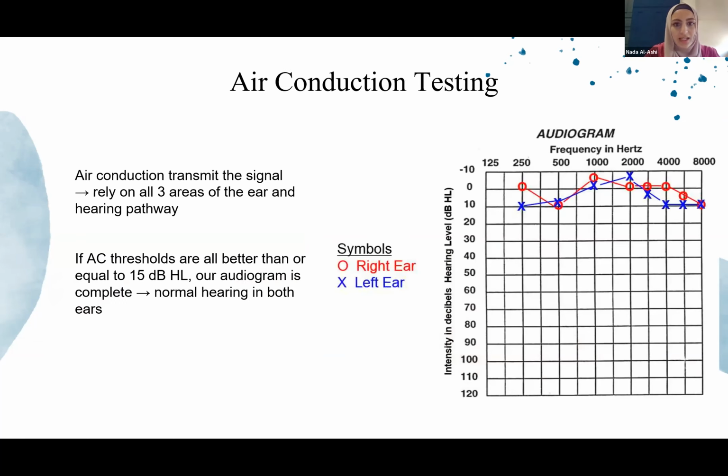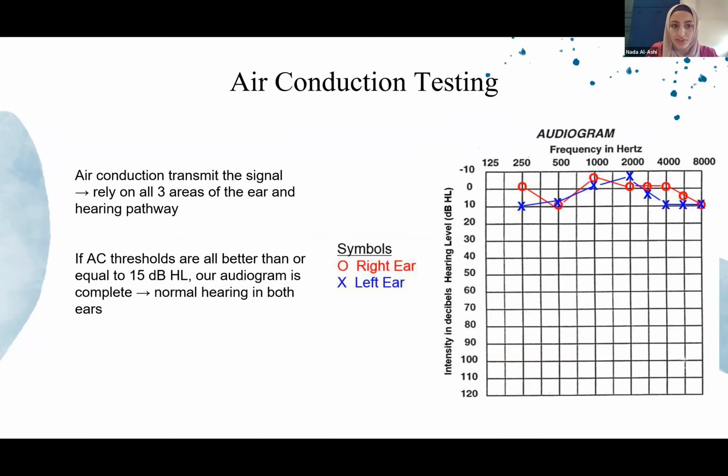All right, and so for air conduction testing, it relies on those 3 areas of the ear: the outer, the middle, and the inner ear. So here's an audiogram just on the right of the screen. The red circles are representing the right ear, while the blue crosses are representing the left ear.